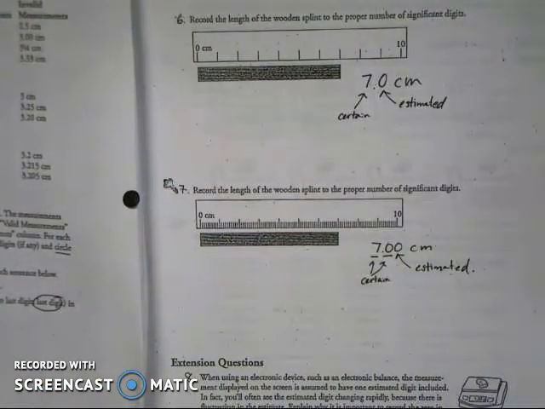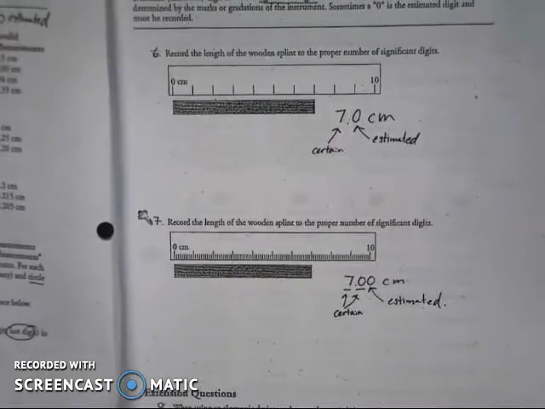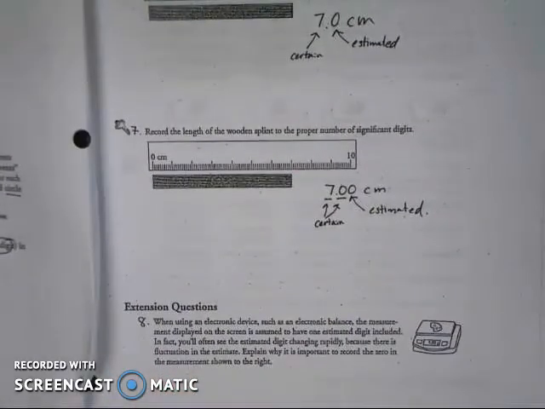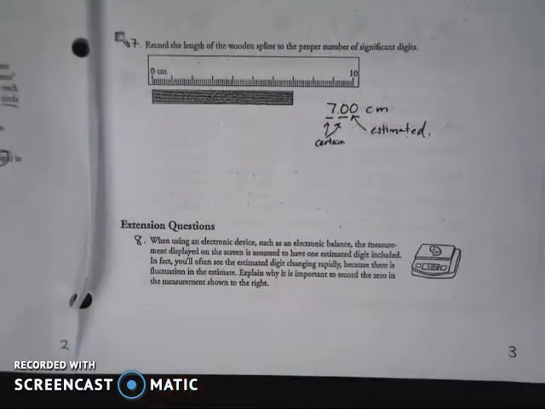So now, question number 8. Question number 8 says, when using an electronic device such as an electronic balance, the measurement displayed on the screen is assumed to have one estimated digit included. In fact, you'll often see this estimated digit changing rapidly because there is fluctuation in the estimate. Explain why it is important to record the 0 in the measurement shown on the right.